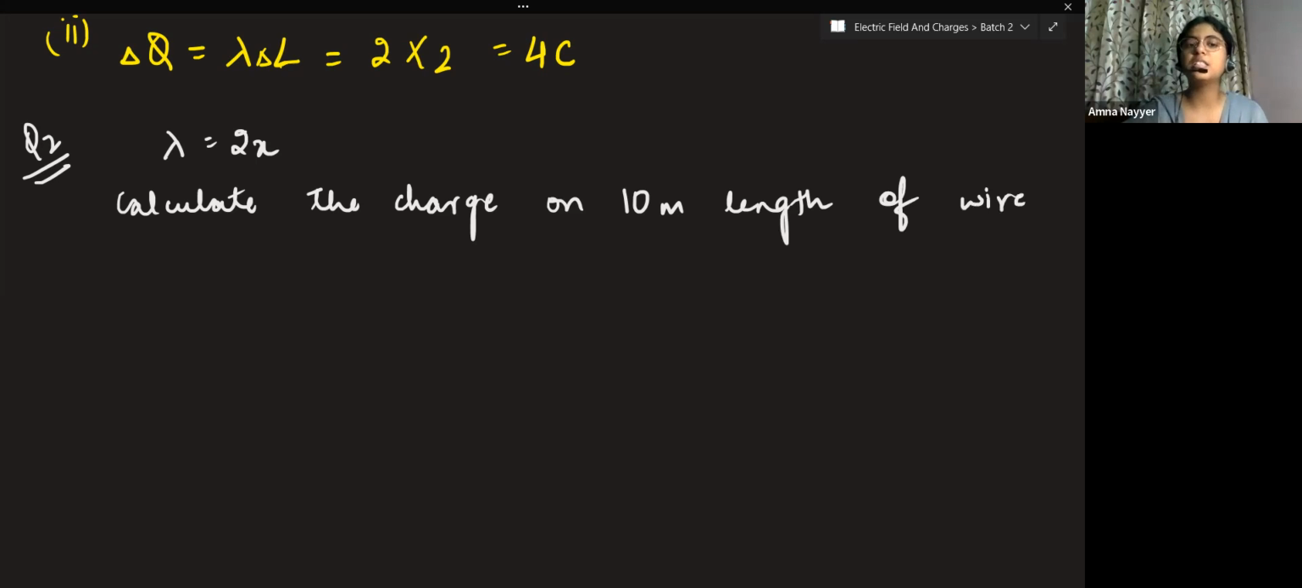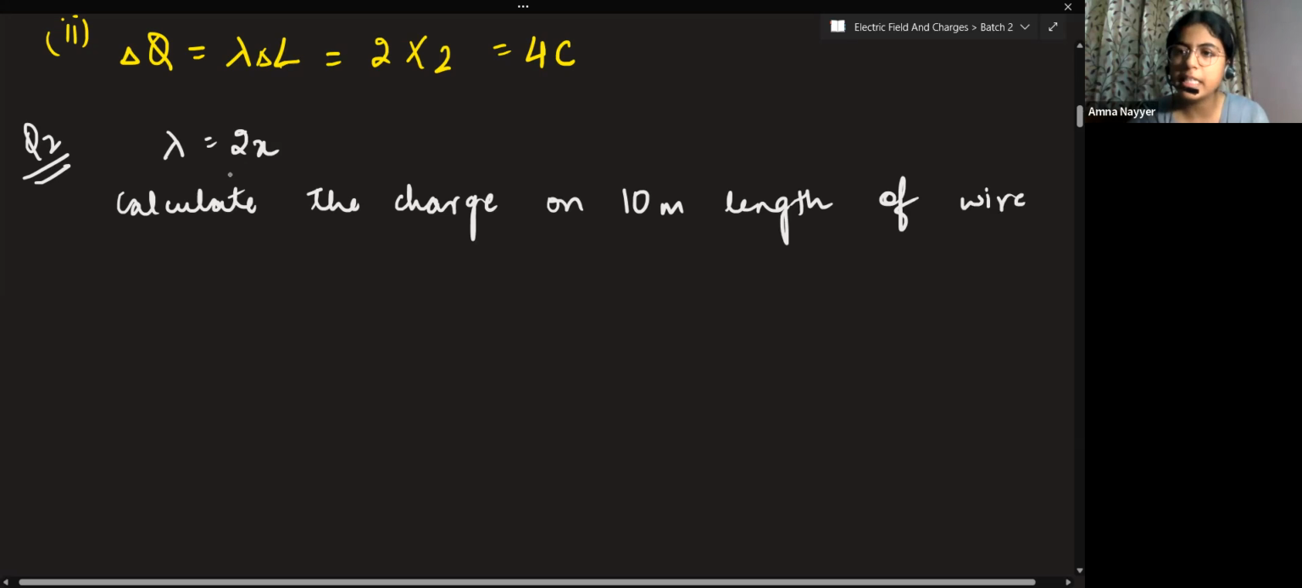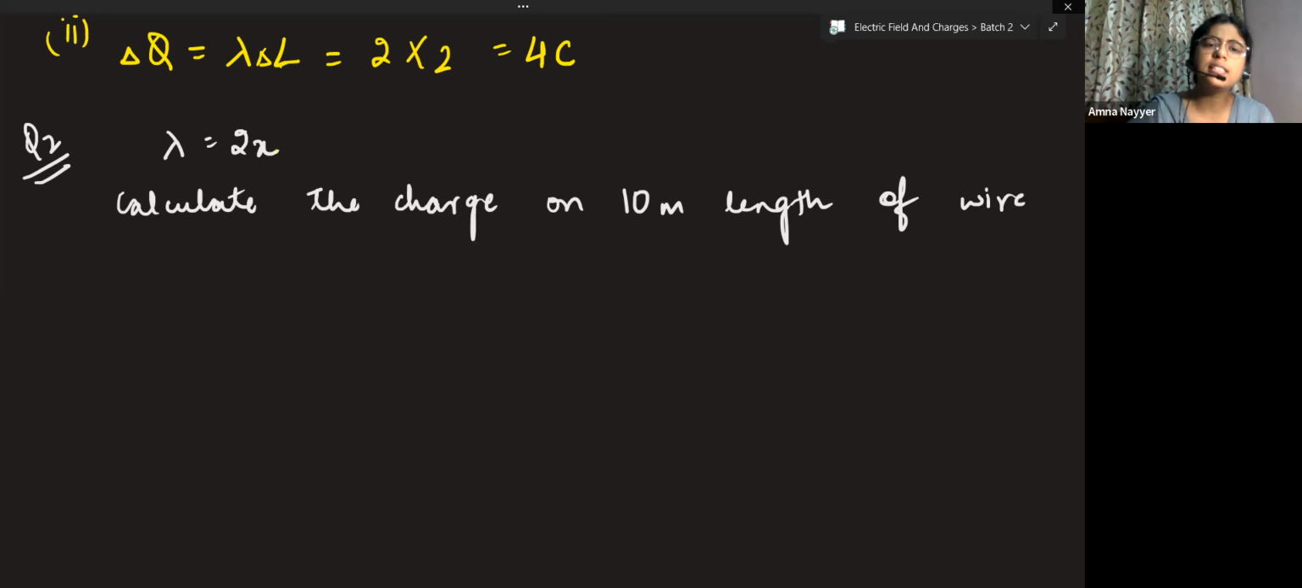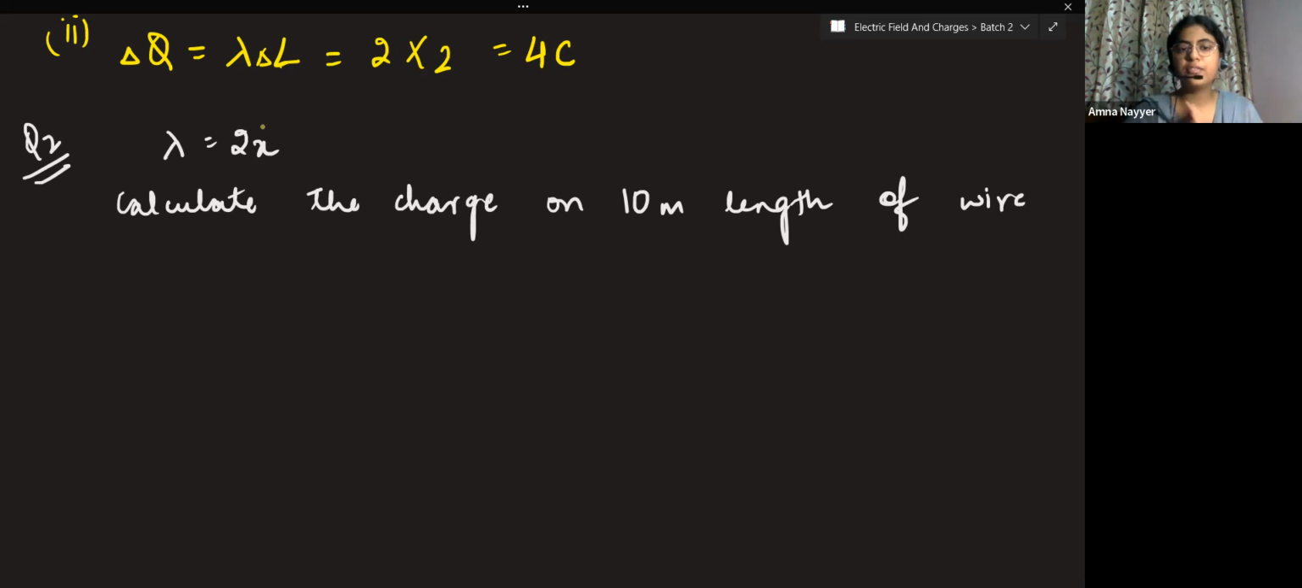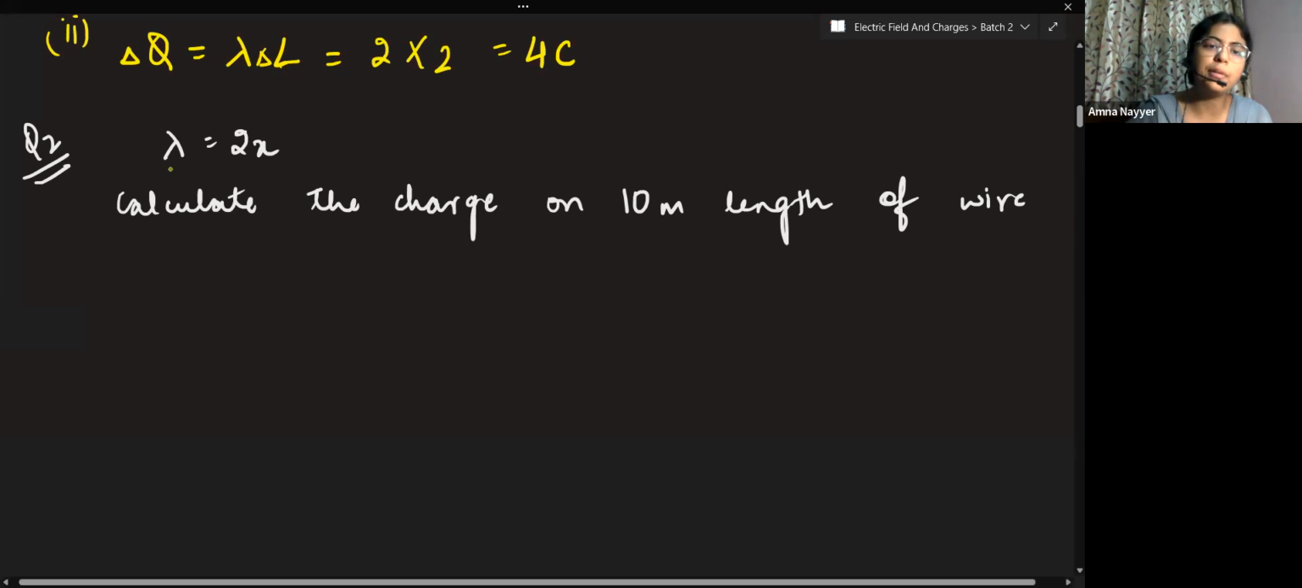Now see the charge distribution that is given to you. Lambda, the linear charge density, means the charge which is present on a unit length. This is non-uniform. Why? If you change the value of x, your charge per unit length will also change. If I say x is equal to 1, then this lambda, linear charge density, will be 2. If I say x is 2, this will be 4. So as I keep on changing the values of x, I'll get different values of lambda. So this shows that this is non-uniform.